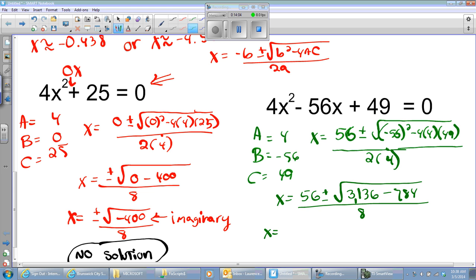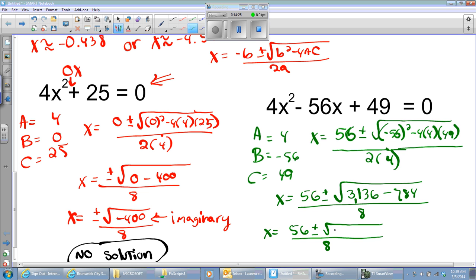X is going to equal 56 plus or minus. Some of you might be wondering, hey, should I divide the 56 by the 8? I'm not going to, because I've got to remember the 8 won't be gone. It'll still be under this, whatever this is. It might come out to a whole number. In fact, in this one, I think it will, or possibly an integer. But for right now, I'm going to leave it as is.